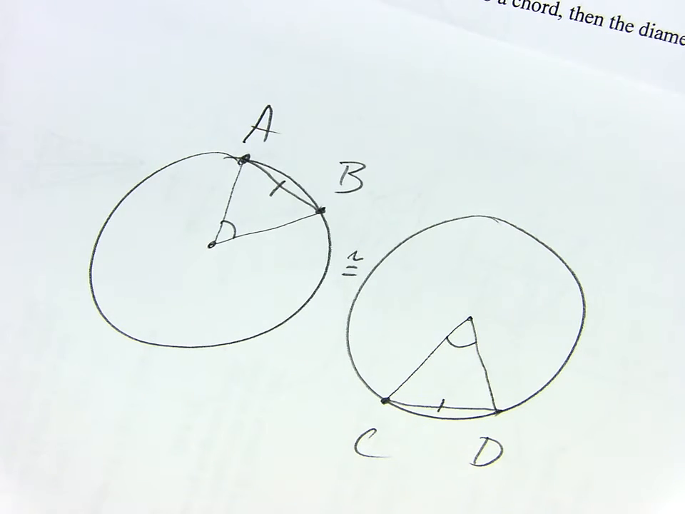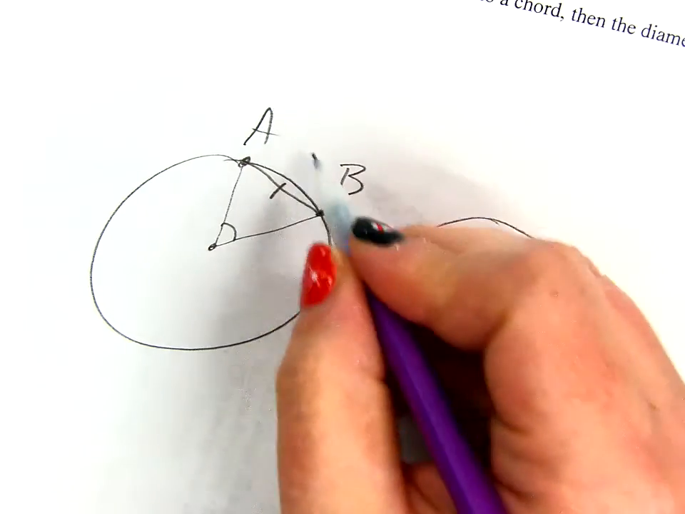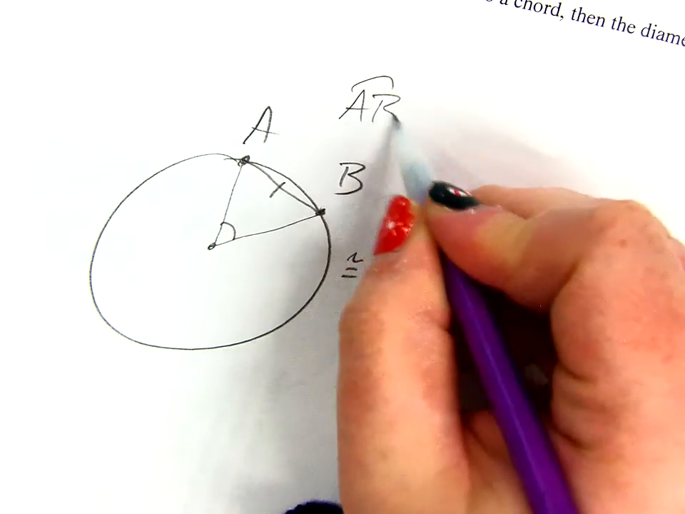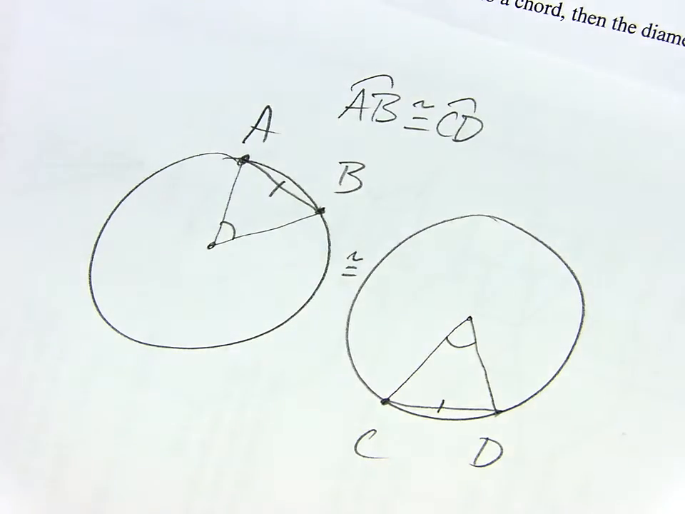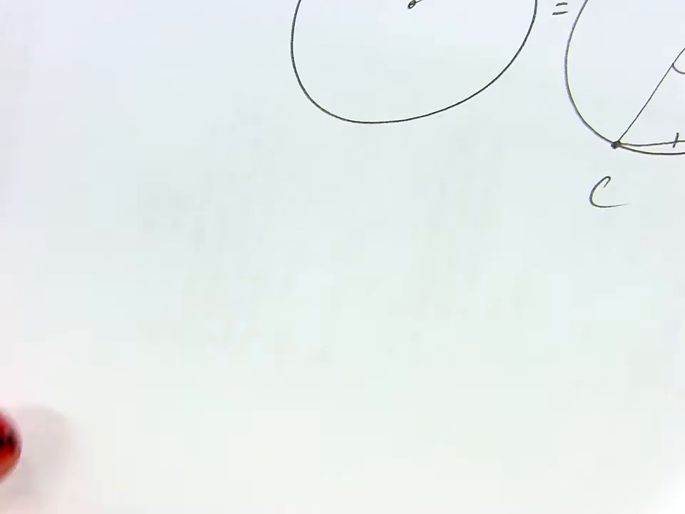If I know any one of the three pieces, if I know that the chords are the same, the central angles have to be the same. If the central angles are the same, then the arcs are the same. So now I also know arc AB has to be the same as arc CD. So they're all interchangeable. If I have any one of those three pieces, I know them all. And it works if I'm just looking at one circle.